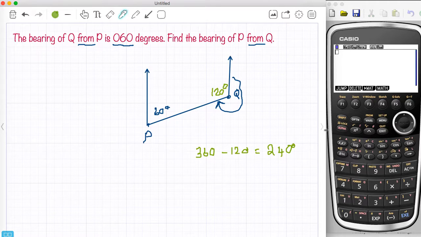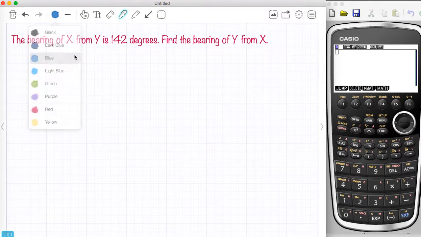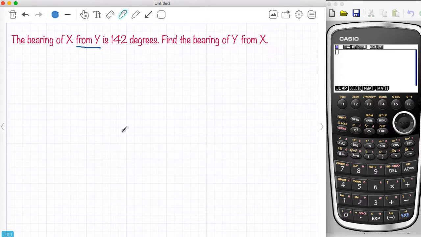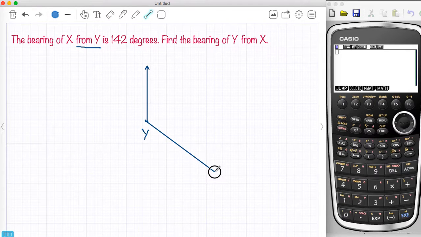Let's do one more example. The bearing of X from Y, so I'm at Y, is 142. So same thing, I'm at Y, I'm going to X. So let's draw this line going north again. There's my north line. Let me take my 142 bearing. It's more than 90, but not as big as 180, so something like that. Let's label that 142 and label the endpoint X.